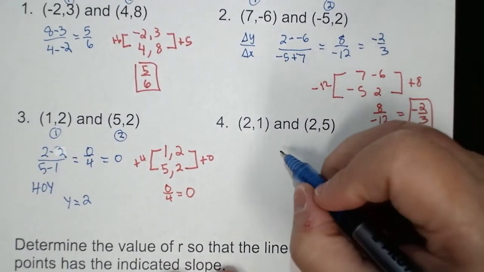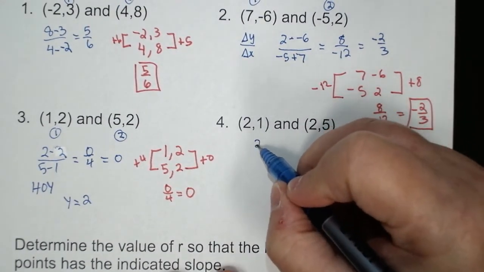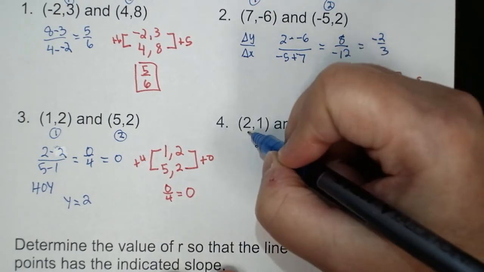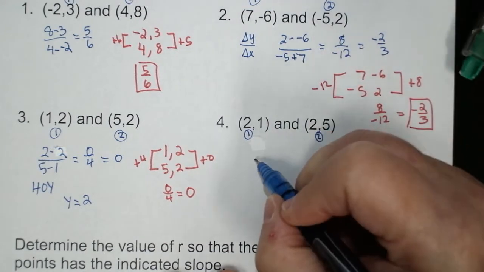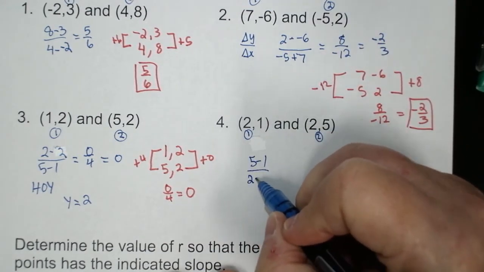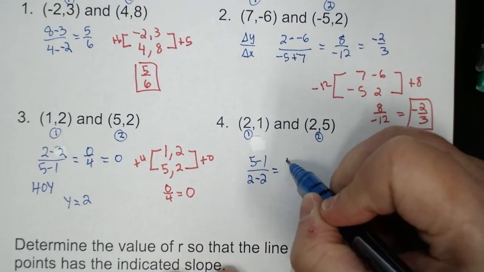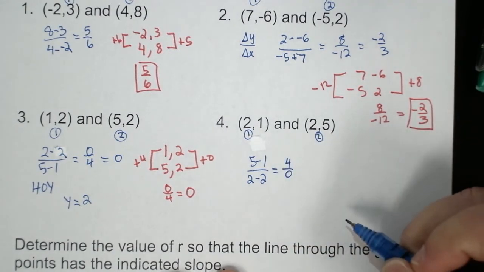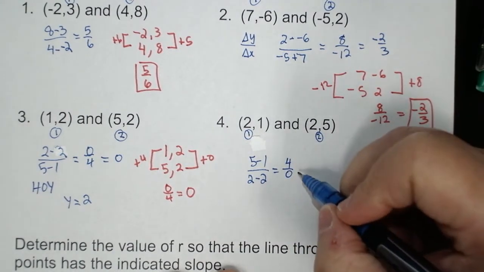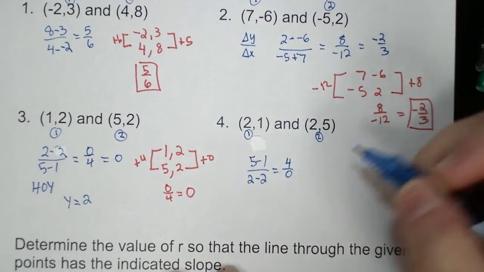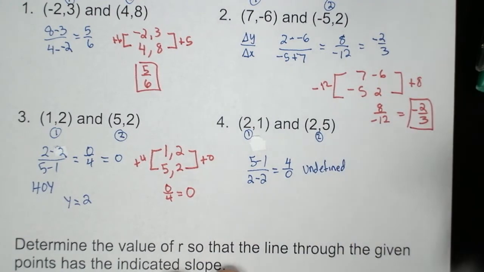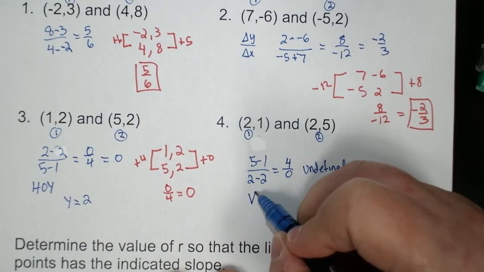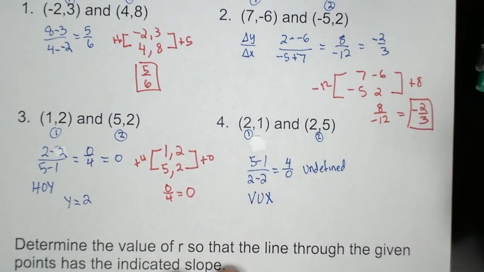Okay, next one. Oh, these are 2's, these are 1's. 5 minus 1, 2 minus 2, 4 over 0. If you put that in the calculator, it will say error. And the error means that that is an undefined slope. You are not allowed to divide by 0 in math. That's an undefined slope.